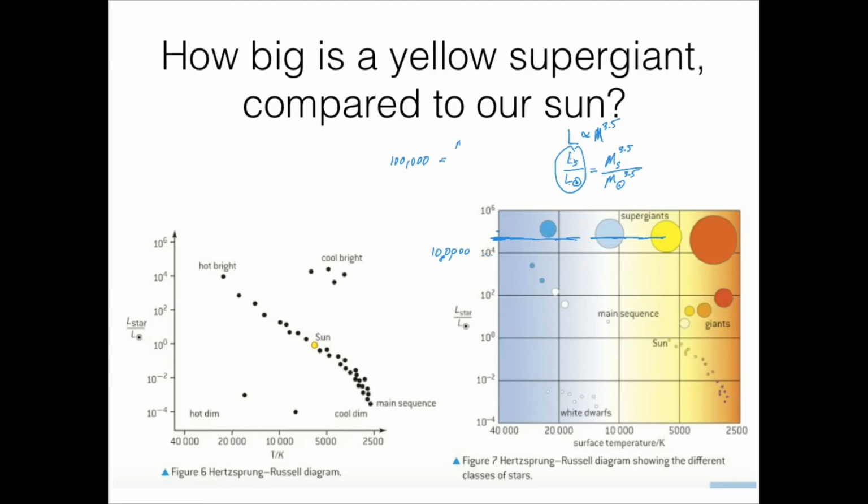And now it would be the mass of the supergiant over the mass of our sun, all that to the 3.5 power. Do the 3.5 root of both sides, and what do you get? You get that the mass of the supergiant to the mass of our sun is approximately 27 times bigger. All right? So there you go. Let's go on next.